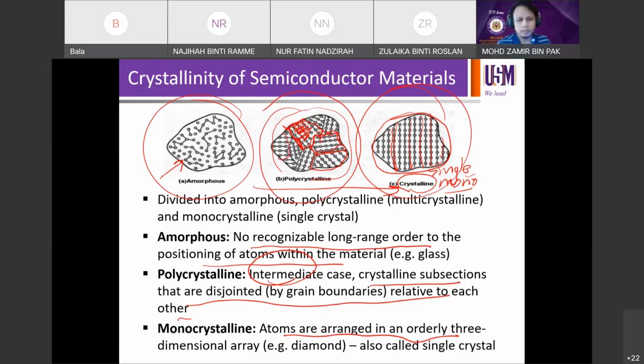Okay? So is it clear on the crystallinity of the materials? Any question on this? All good?